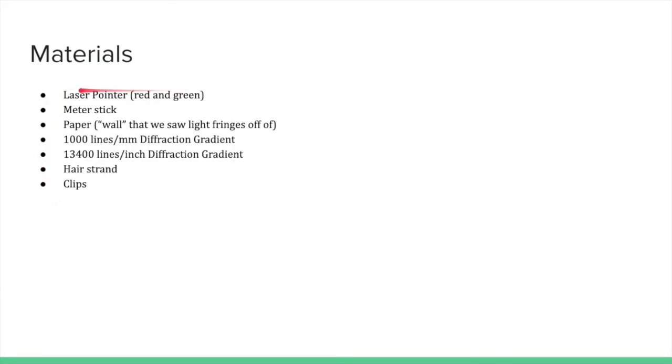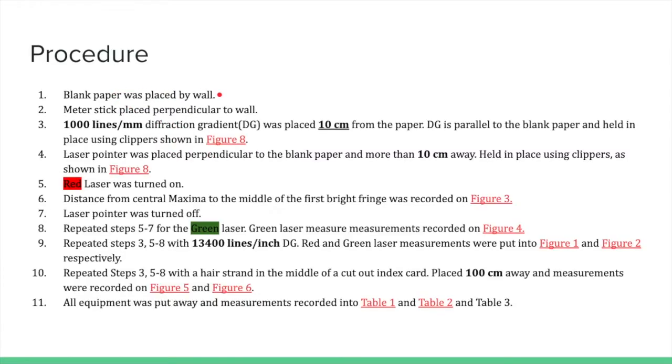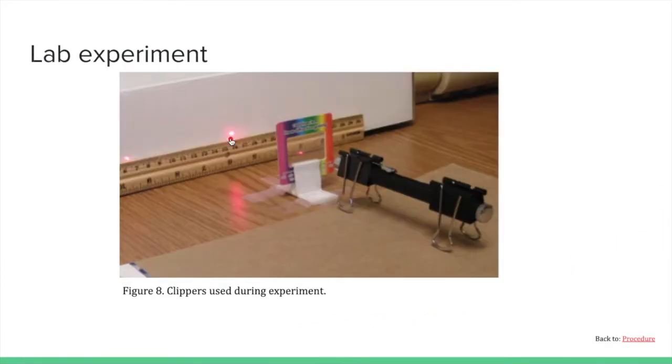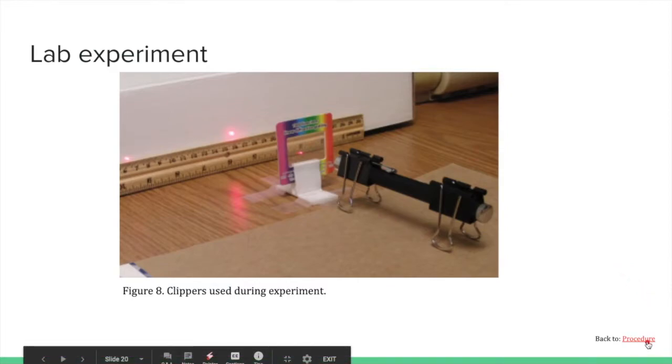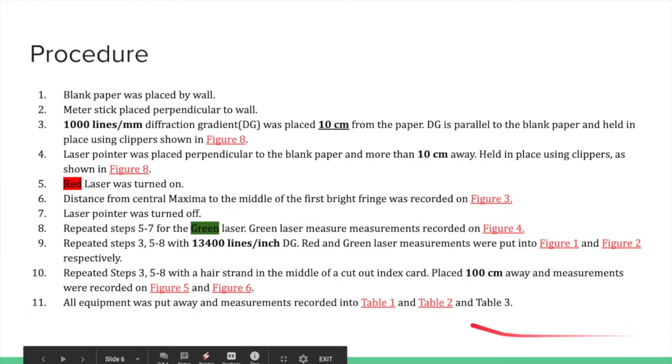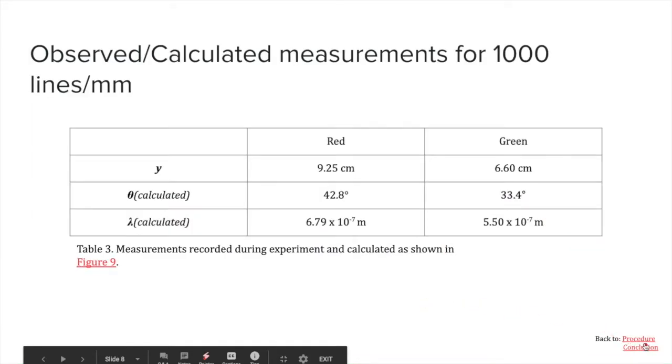So these are the different materials that I've used for the experiments. There are two diffraction gratings, and then that's the laser pointer. So this is the entire procedure. I'm not really going to say it out loud, but it has links to all of these different tables and figures and everything that we've found just from doing the experiment.